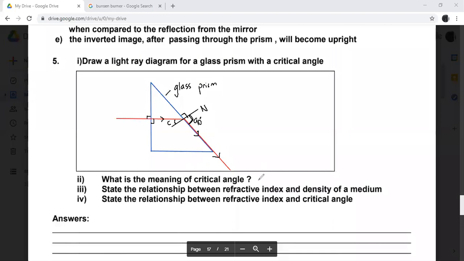What is the meaning of critical angle? An angle of incidence where the refracted angle is 90 degrees. Next.